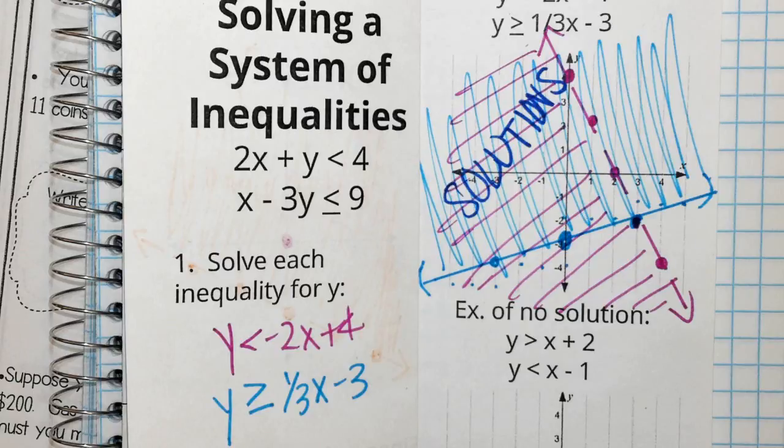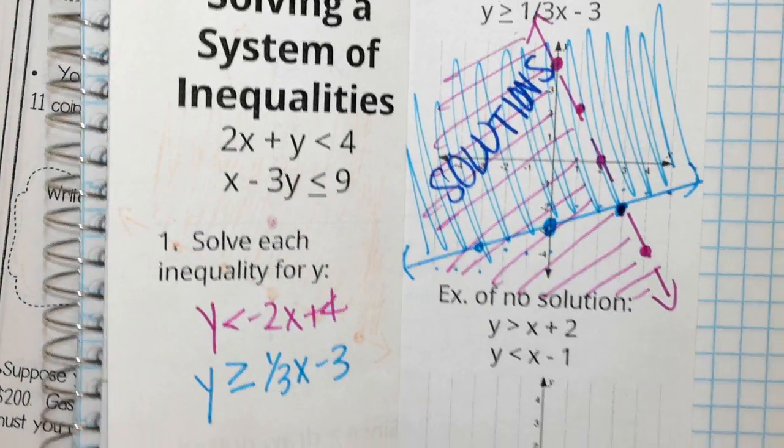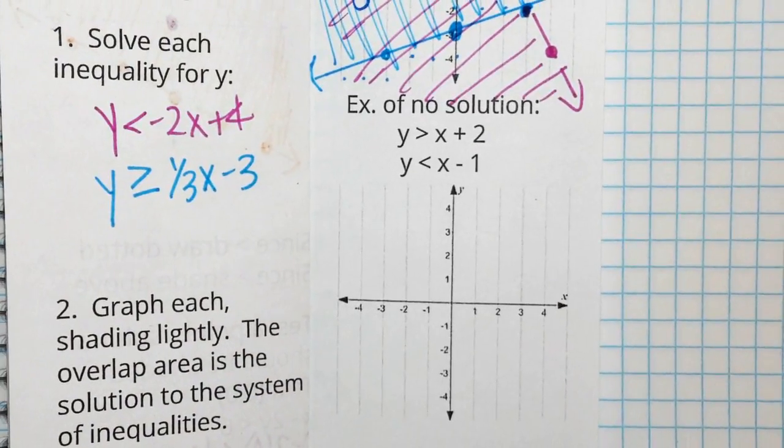Do you want to do the next one together, or you think you can try it on your own? Okay. It's an example of no solution, so see what you think that's going to look like. It's going to be chaos. It's not really.